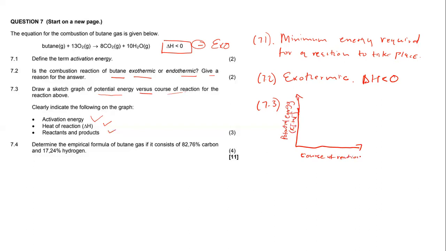We have the heat of reaction. Now, let us draw the graph. You're going to draw it nicely in your book, I know. The graph that you're going to draw is supposed to be exothermic. It's supposed to exit at the final stage.